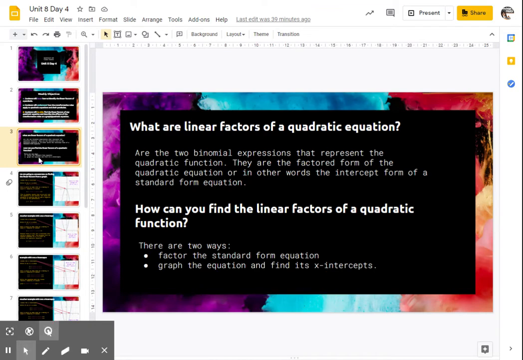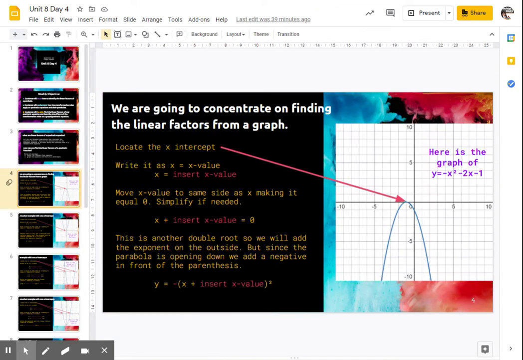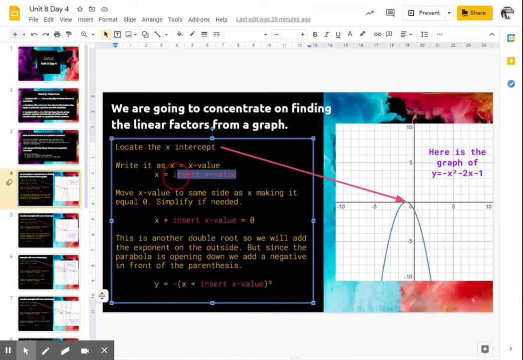Okay, so we're going to be concentrating on finding the linear factors of the graph. First thing we do is locate the x-intercept, which in this case is -1. We're going to move the x value over, so when I move it over, it becomes +1, equal to 0. Now this is a double root, so we will have to add the exponent on the outside. But since the parabola is opening down, we're going to add a negative in front.